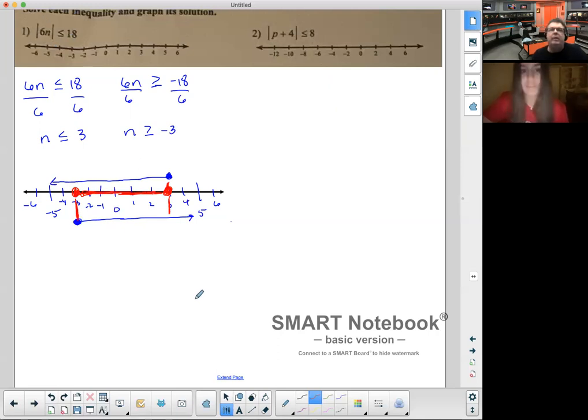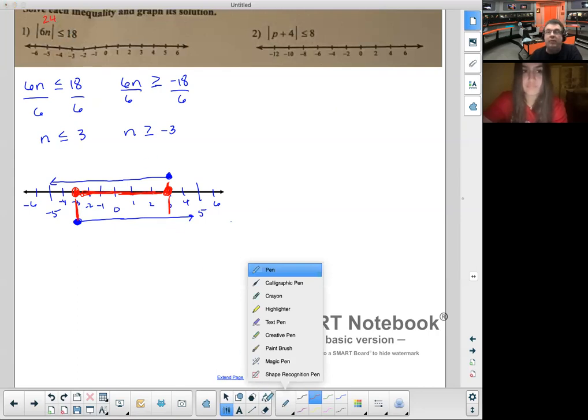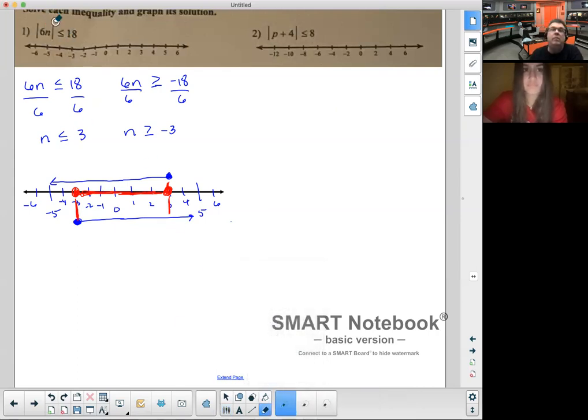Let's think about that. What about 4? If I plug 4 in for n, what's 6 times 4? 24. And the absolute value of 24? It's 24. Is 24 less than 18? No. And then we would have put a wrong solution, and you know what would happen? The world would blow up, and it would be our fault. Ain't nobody got time for that.